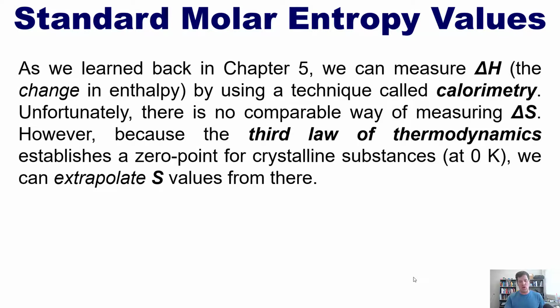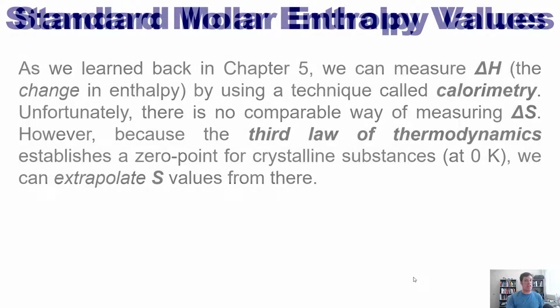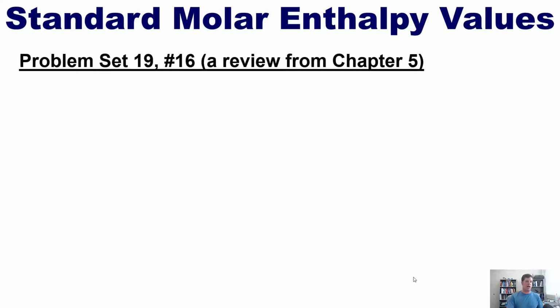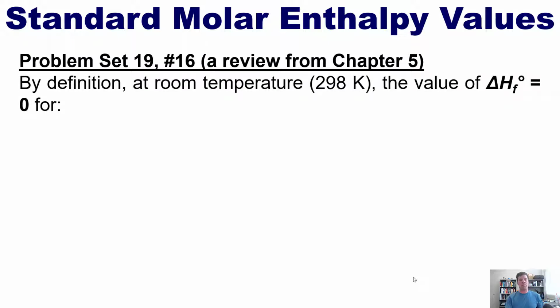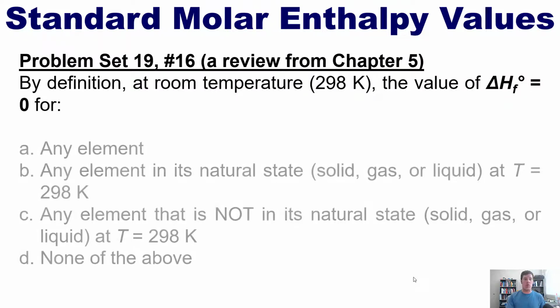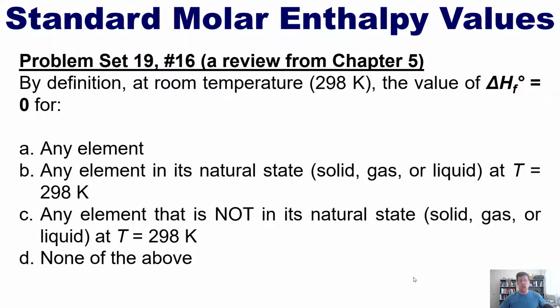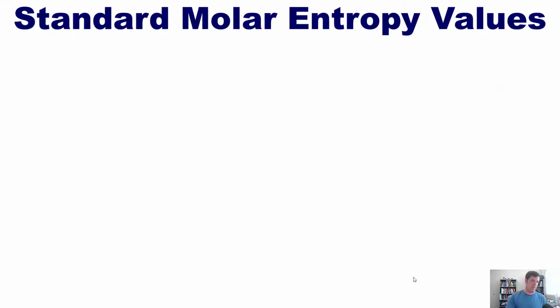Before getting into that though, I want to bring you to a standard molar enthalpy values example problem, which is a review from chapter 5. By definition, at room temperature, 298 Kelvin, the value of delta H of formation at standard conditions equals 0 for which of the following? Now, I'm not going to answer that for you here, but I will post a link here to a separate video that you can click if you want to go and see the answer. Let's now return to standard molar entropy values.